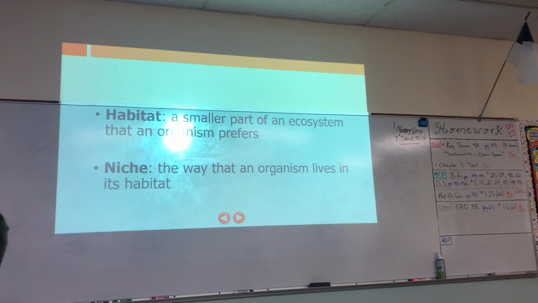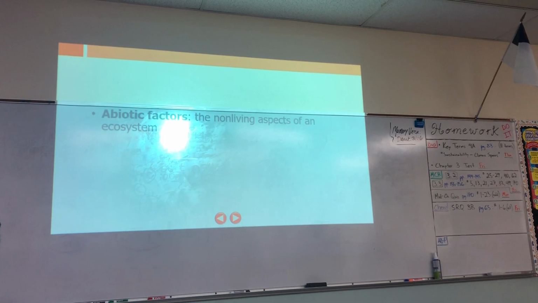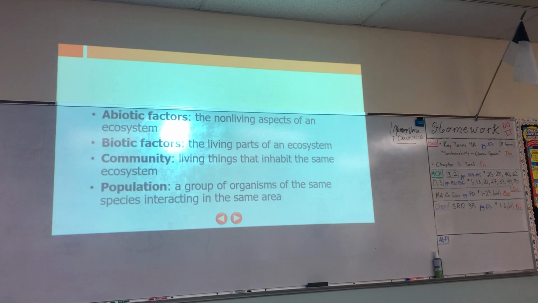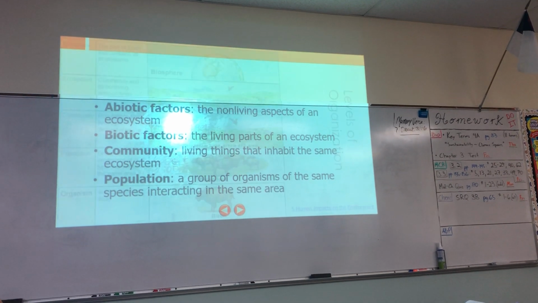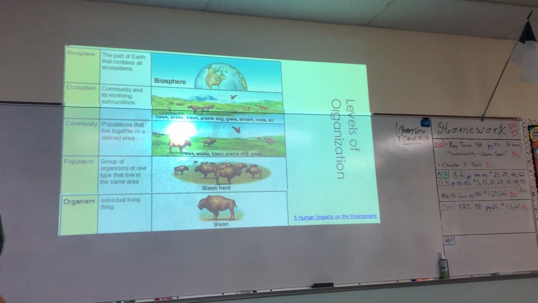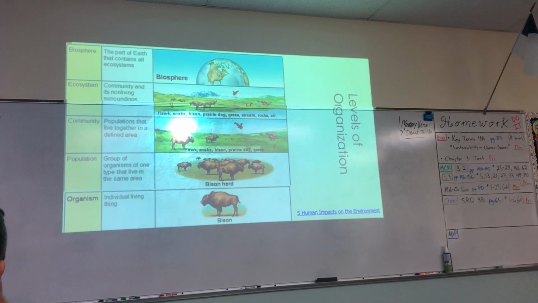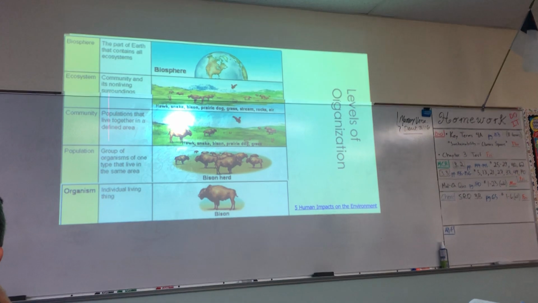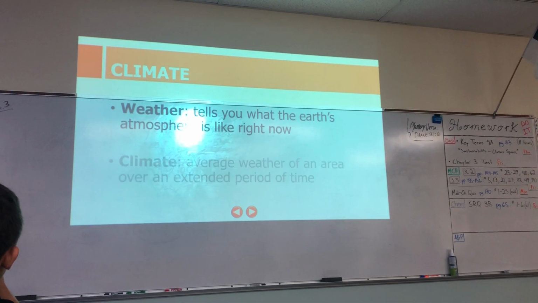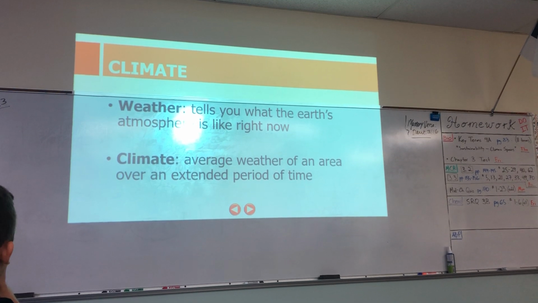Know the difference between habitat and niche. Habitat is where it lives, niche is how it lives. Okay, also know the difference between communities and populations. This is the best slide to study for that. Organism to population to community to ecosystem to biosphere. You need to know this order, forward and backwards. Okay, you need to know what each one is. That was 3A.